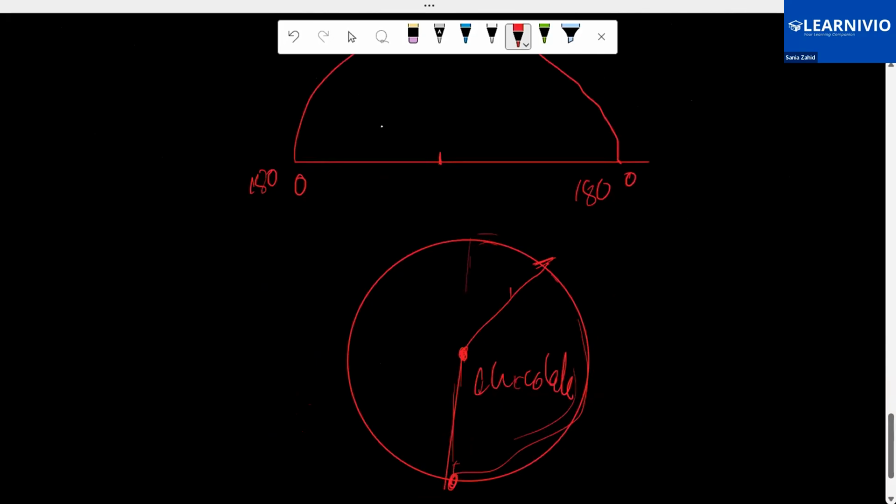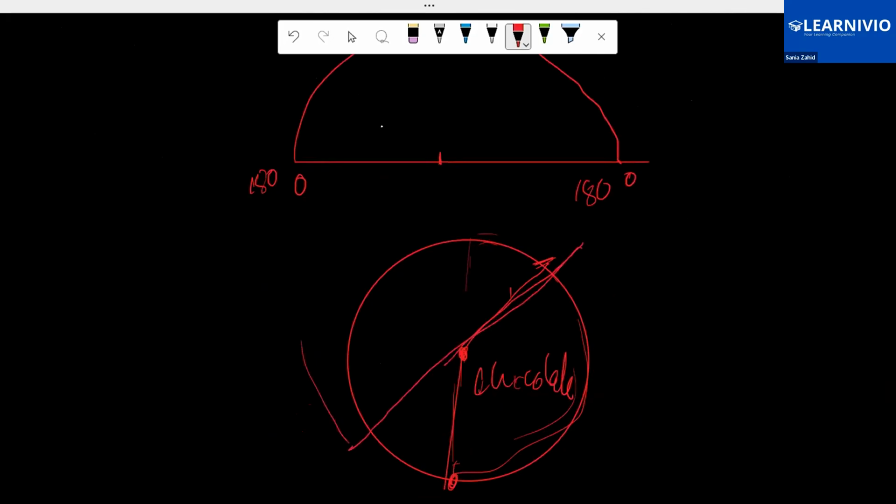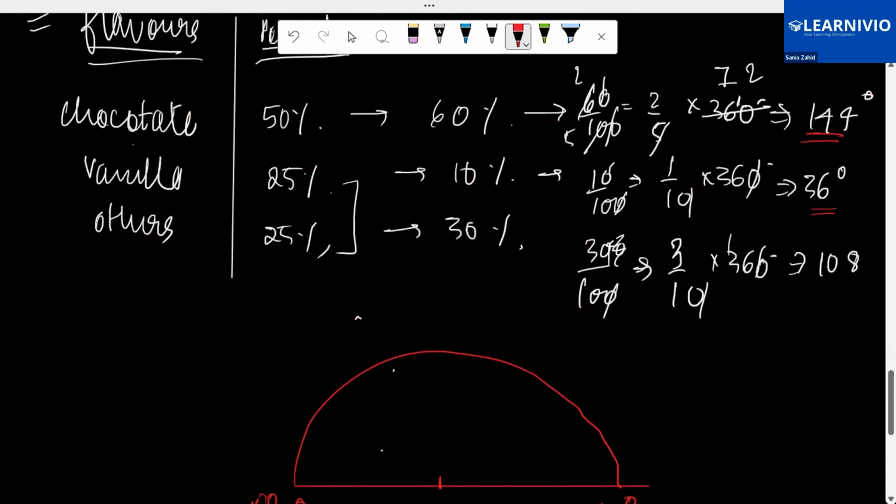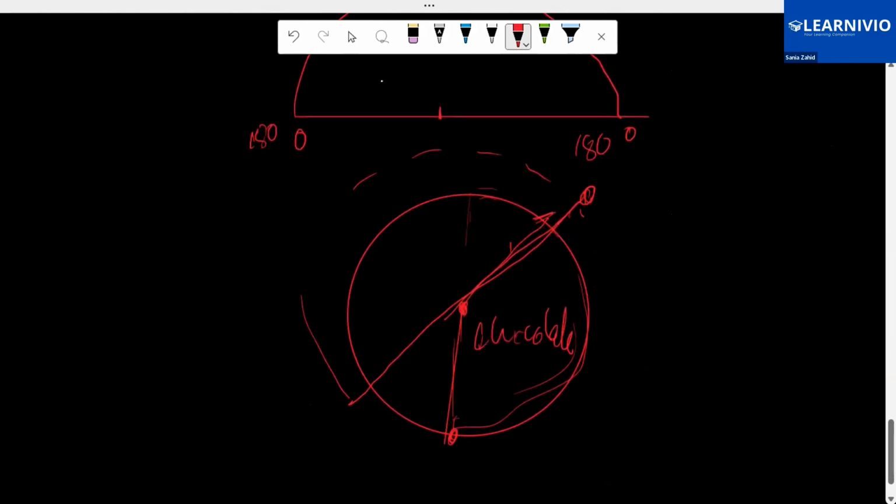Okay, now you keep your protractor on this line. So you keep your protractor something like this. It should align something like this. You start from 0 on this side and you count up till 36 degrees. Okay, so 36 degrees will be somewhere here. And now you mark this point and now you join this point.